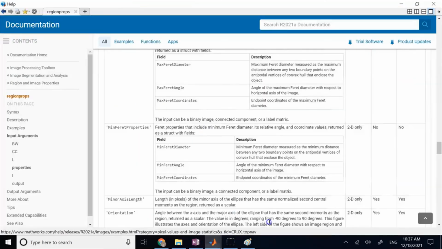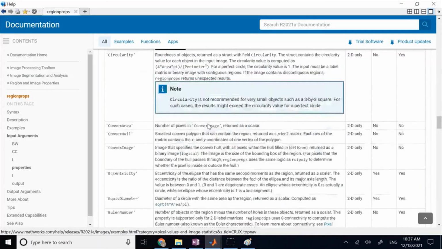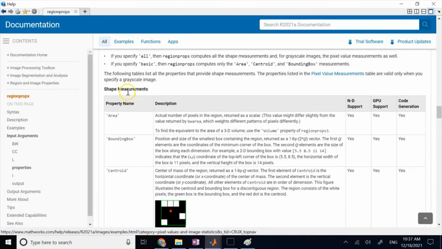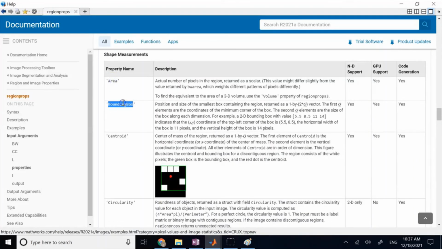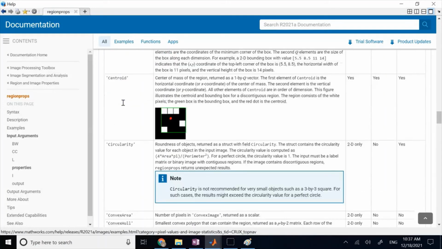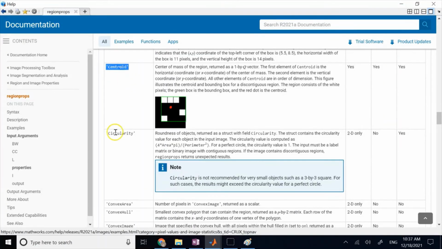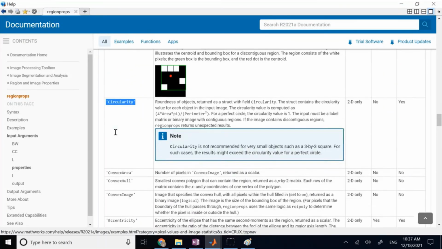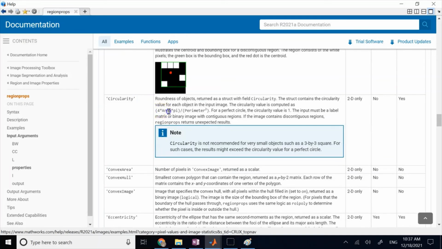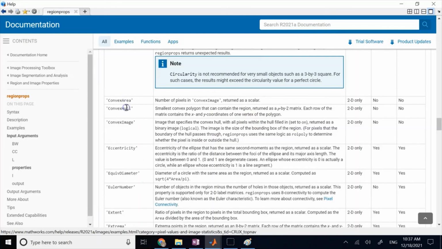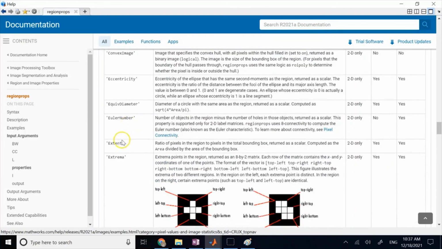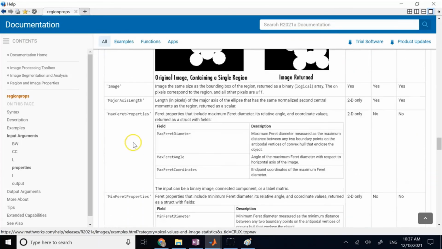And what are they? If you go to the command regionprops, the properties it can give you are the area, the shape of the bounding box, the corners of the bounding box, the location of the centroid, the circularity, the measure of which is 4 pi times the area of the shape divided by the perimeter squared. If this ratio is 1, it's perfectly circular. Different from 1, it's not going to be circular. You have the convex area, convex hull, eccentricity, Euler number. There are so many different things, filled area.